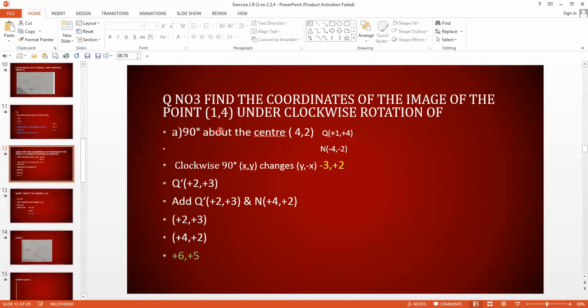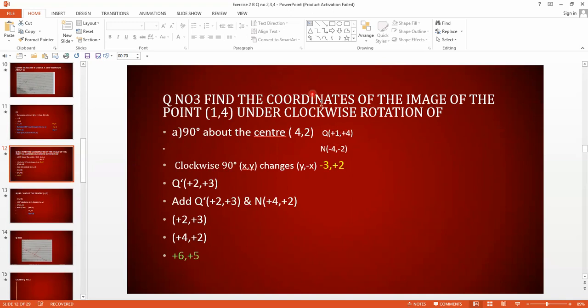Okay, this one is question number 3, as I already read for you. Here, they give you the point (1, 4). According to part A, you have to apply a 90 degree clockwise rotation. Always remember, whenever you want to give a clockwise rotation, the first step is that you have to move that image or that point to the center.